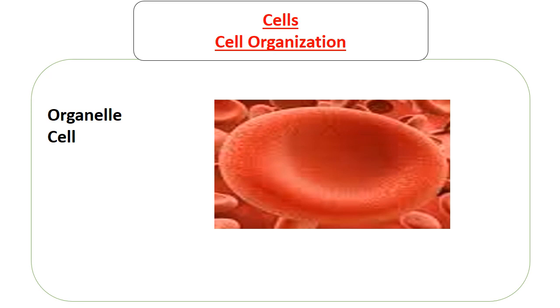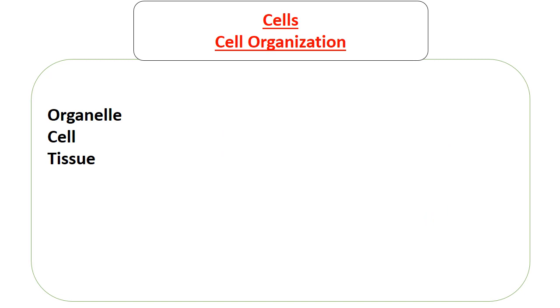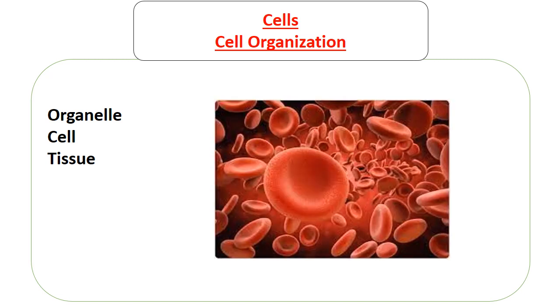A group of cells that are near each other and perform similar function makes up what is known as a tissue. Examples of tissues in plants include the phloem tissue and the xylem tissue, and in animals include blood or muscle tissues. So if we look at blood, it is made up of a lot of red blood cells.